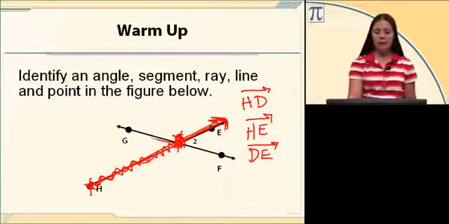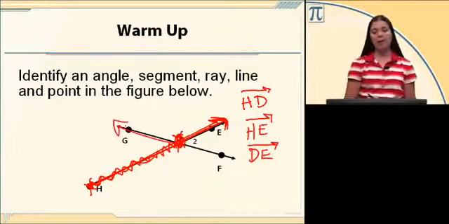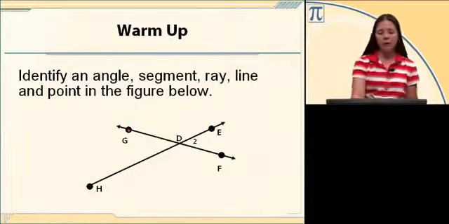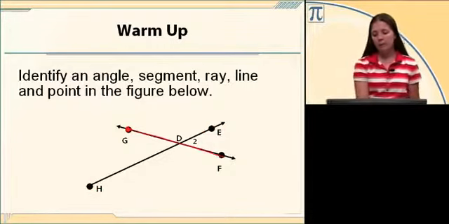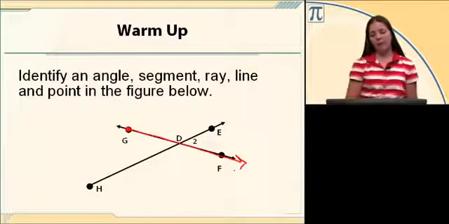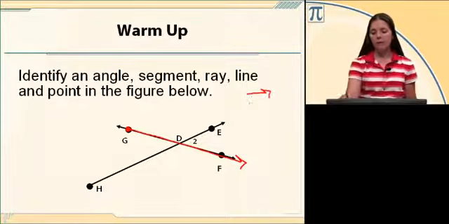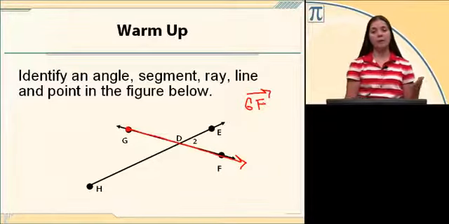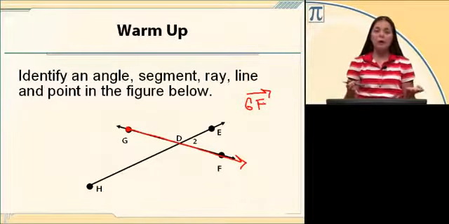We could have it start at D and go through G. That would be ray DG. Or we could have it start at F and go through G. That would be ray FG. If we wanted to have it start at G and go through F, it's a totally different ray. So that would be ray GF. With rays, order matters. The first point is your endpoint, and the second point that you name tells you which direction you want it to go in.